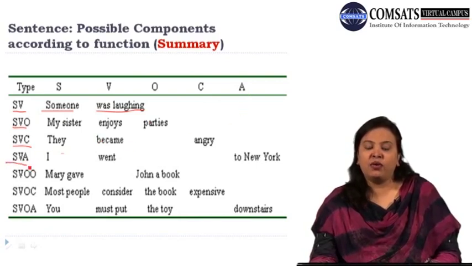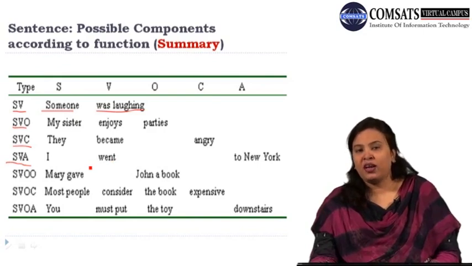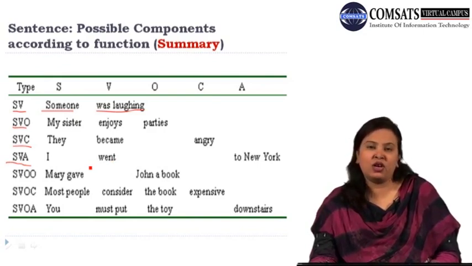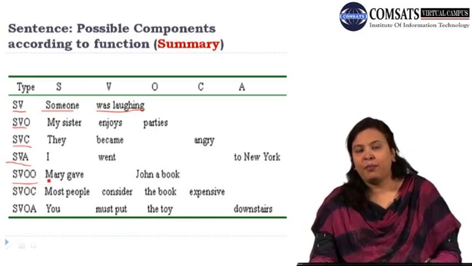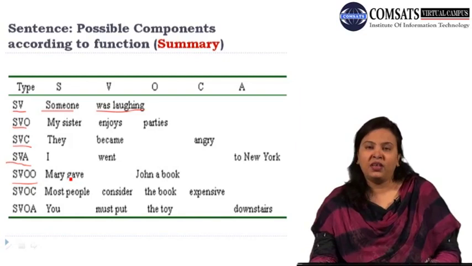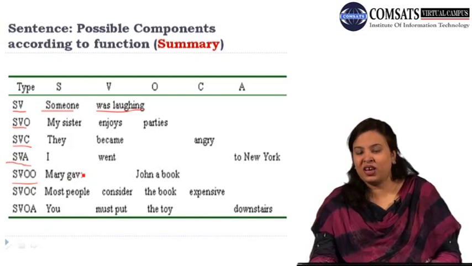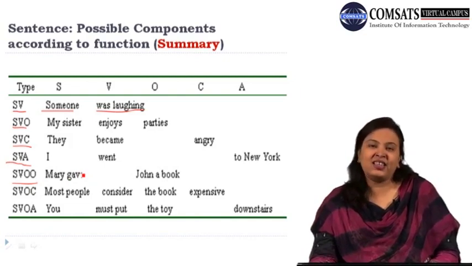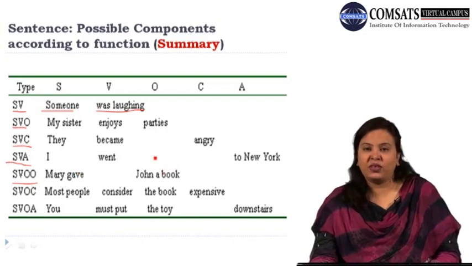Then subject, verb and adverb. I went to New York. I, subject, went, verb, to New York is an adverb, telling me the place or location I went to. Then subject, verb and double objects. OO means that within a sentence there are two objects. Mary gave John a book. Mary, subject, gave, verb. John is the direct object, and a book, what she gave, is the other object, the indirect object. So I have two objects.